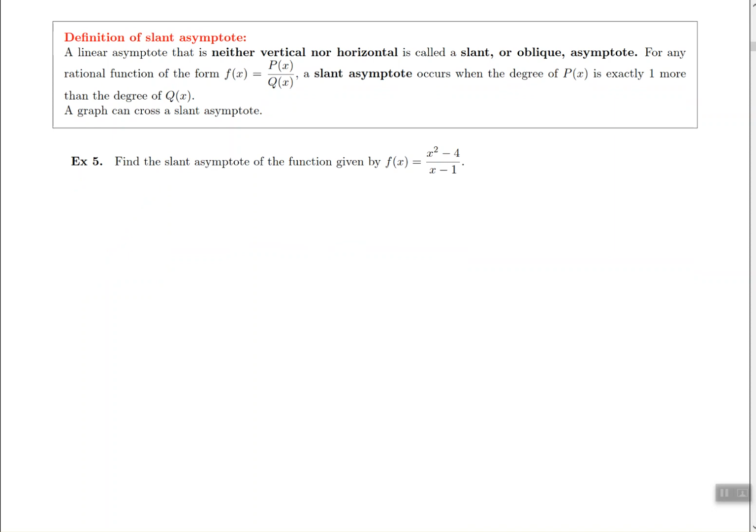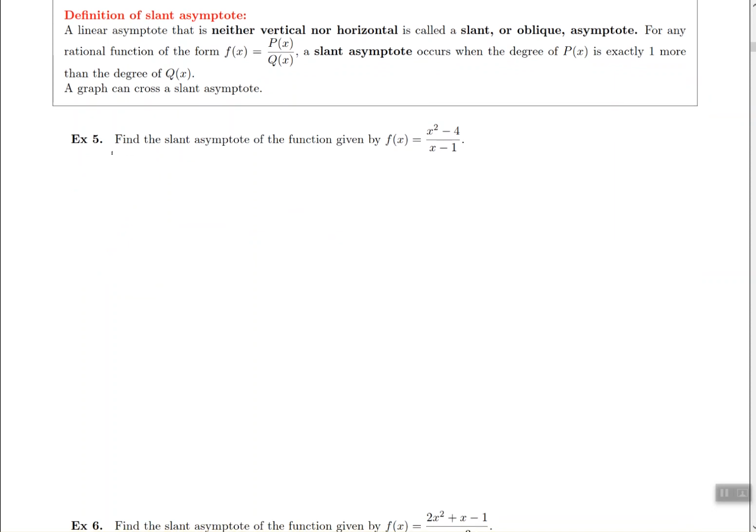Okay, so let's begin by looking at example 5, where it says find the slant asymptote of the function. So the very first thing we're going to do is do the division sign, and we're going to put x squared minus 4 on the numerator and x minus 1 on the denominator. So in order to have a slant asymptote, the degree on the numerator has to be 1 more than the degree on the denominator. So the degree 2 is 1 more than the degree on the x down in the denominator, which is invisible, number 1. Okay, so that's how you know there's going to be an oblique or a slant asymptote.